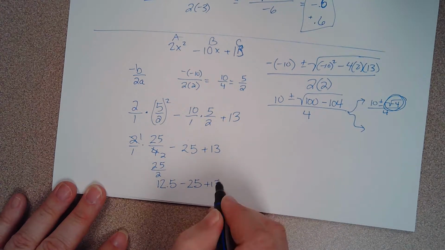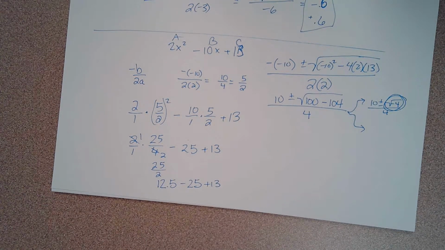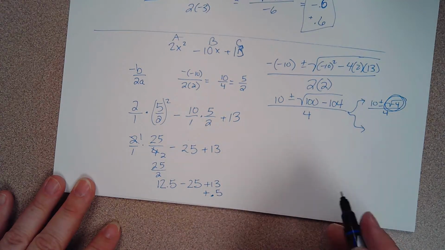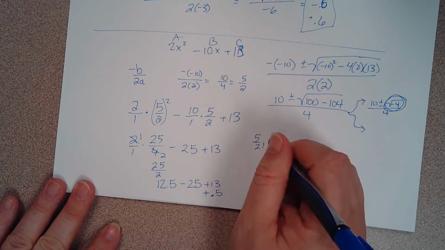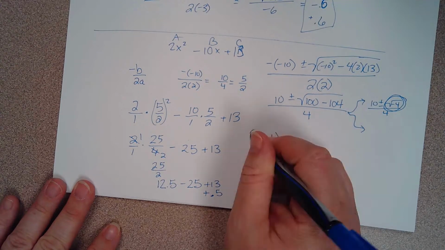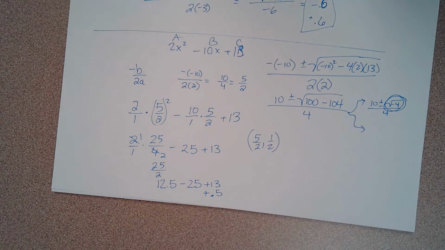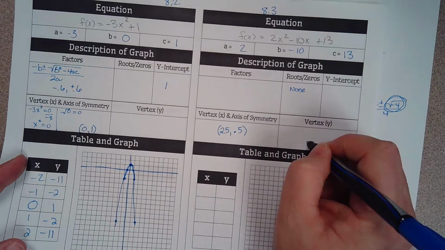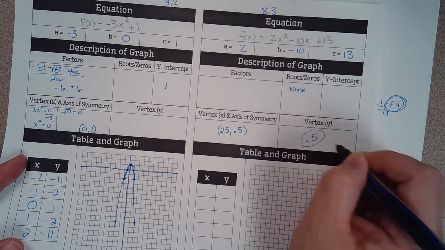Put that in your calculator. So 12.5 minus 25 plus 13, and you get positive 0.5. So that means the second one, if you had it in fractions, would be a half. So let's put this into our paper here. So this is going to be positive 0.5. So your y vertex, that's where you're getting the y value for the vertex.